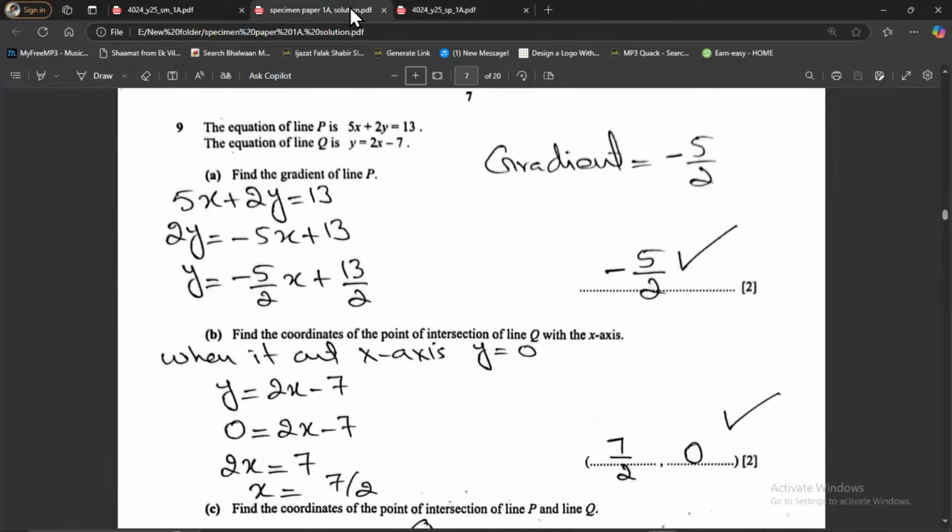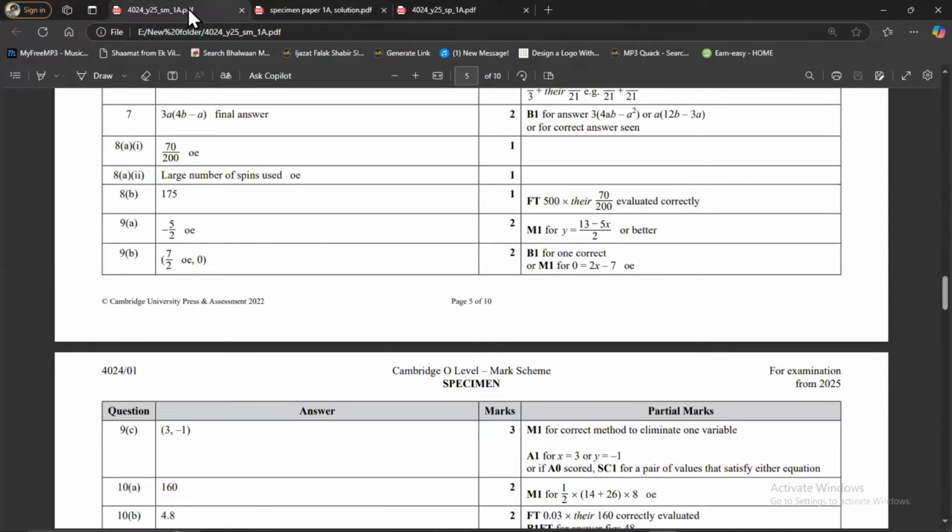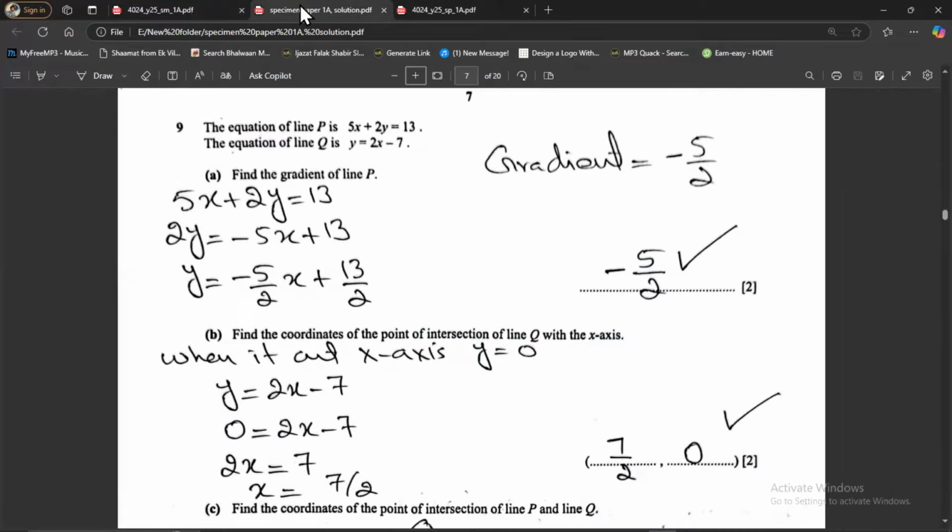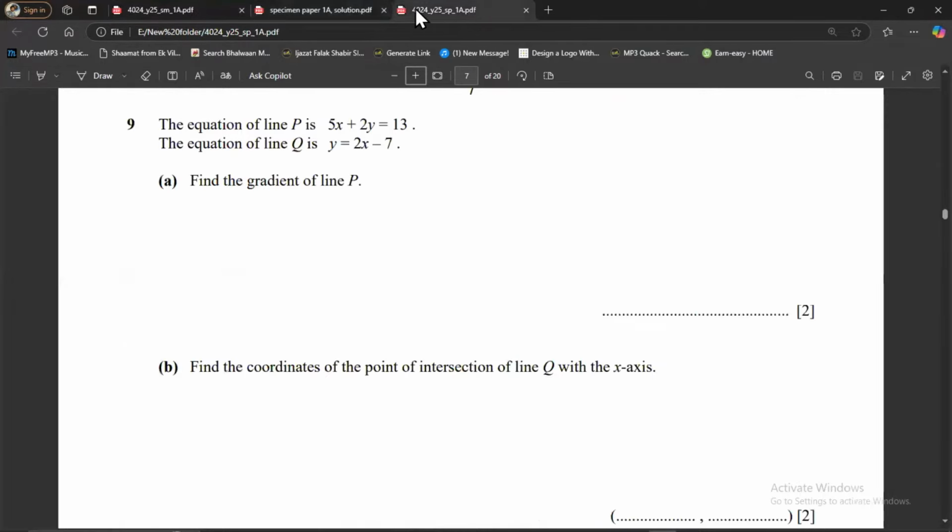Okay. So the line P, whose gradient we want to find, its equation is given: 5x plus 2y equals 13. So 2y equals minus 5x plus 13. So y will be equal to minus 5 by 2 x plus 13 by 2. So the coefficient of x on the other side is minus 5 by 2. That means the gradient of this line is minus 5 by 2. Our answer is right.